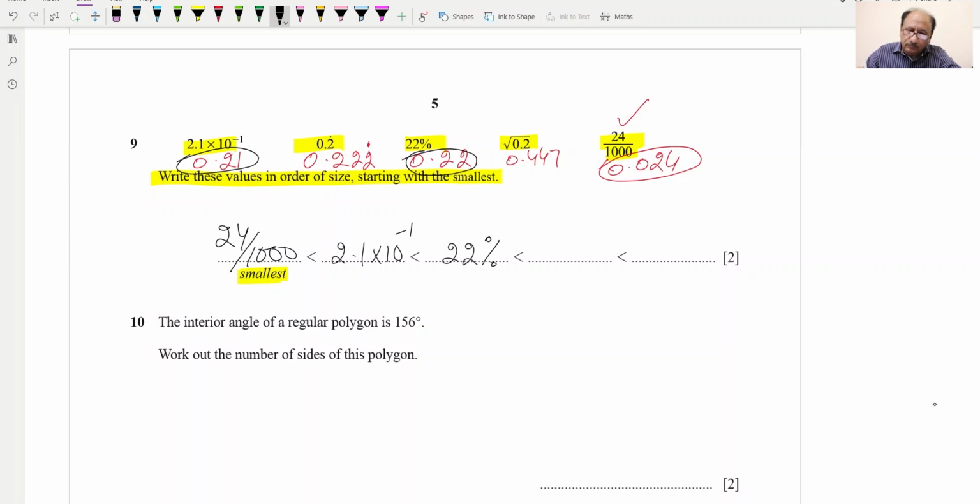And then the third one will be 0.2 recurring, and the last one, the fourth one, will be 0.2 under root. So this is a 2 mark question which we have done.